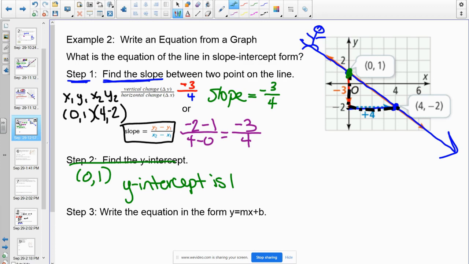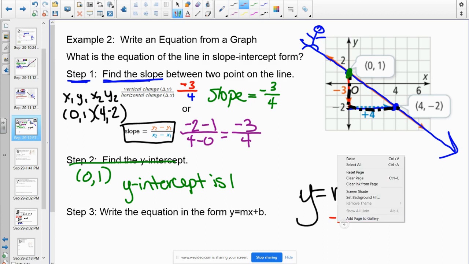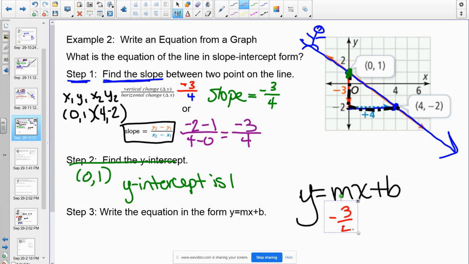The last part is just fill in the blanks. So our equation is y equals mx plus b. I'm going to fill in a number for m. In this case it was -3/4. I'm going to fill in a value for b, which was 1, and then remember your y and x are as is because those are the variables of this problem and every problem. The x variable and the y variable, these will always stay.